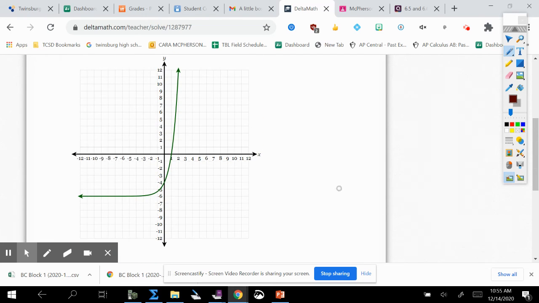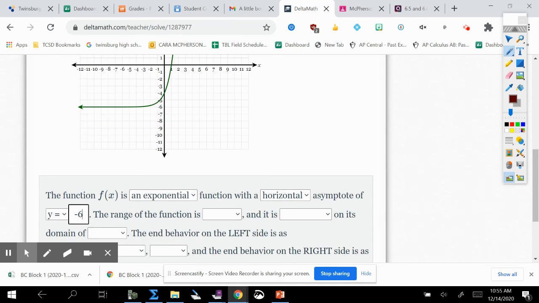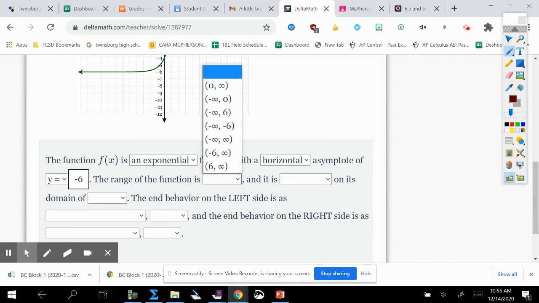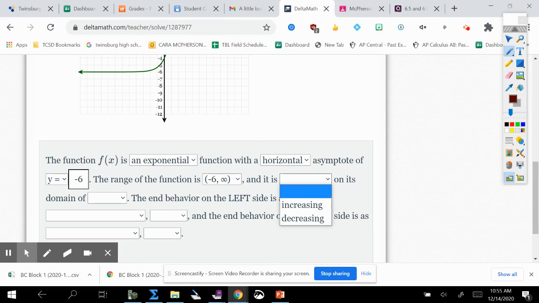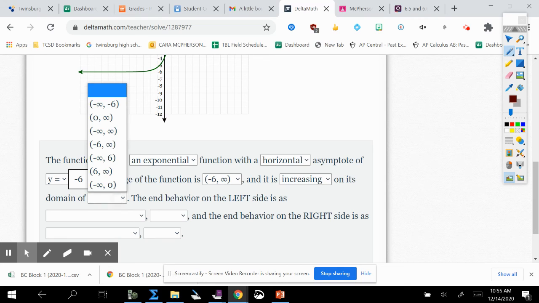My range is going to be everything above -6. That's where the whole graph is contained. So the way that I write that is from -6 and up, which is -6 to infinity. And it is increasing. It's going upwards. We said it's a growth. And again, the domain is always all real numbers with these.